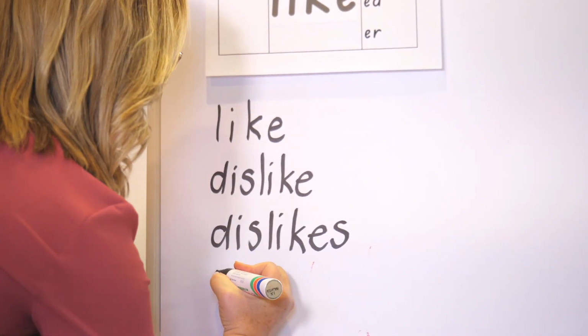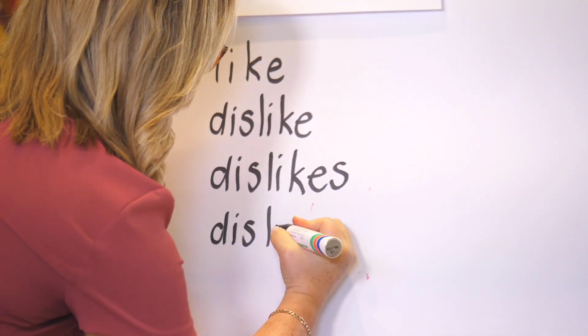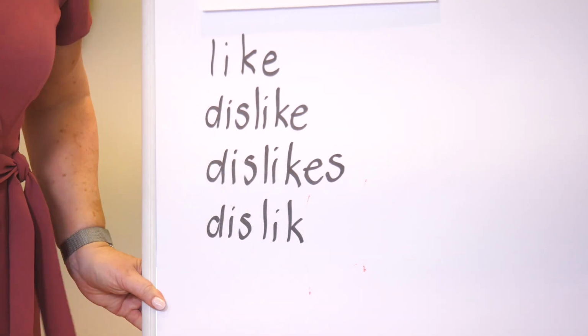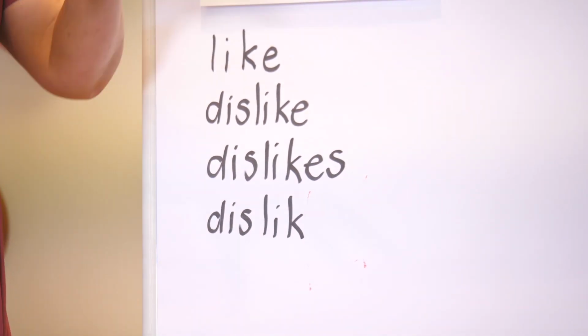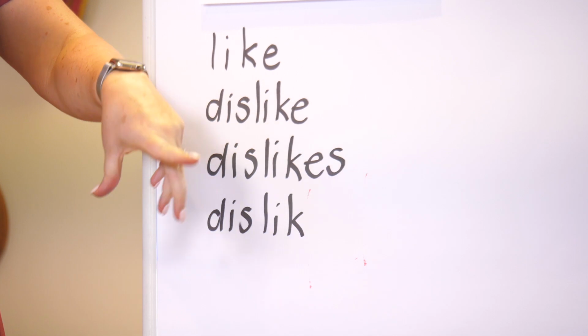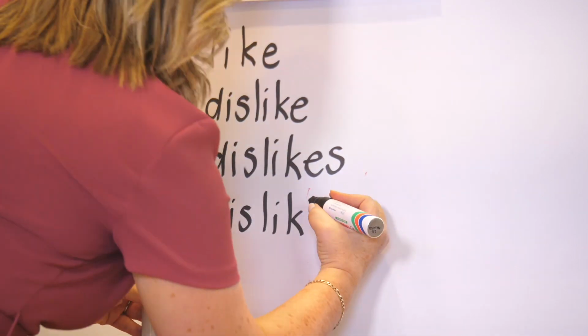Let's write it. Dislike. Vowel suffix ing. When we add a vowel suffix, we drop the E. Disliking.